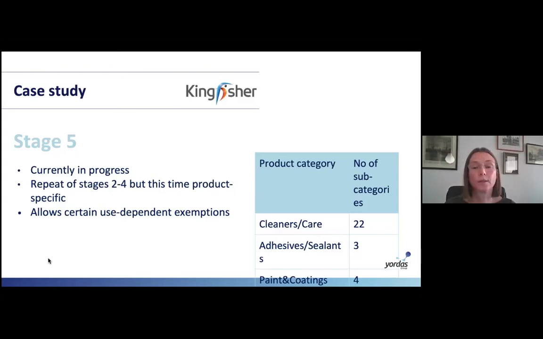So we're looking at 3 product categories. Sorry, the slide's gone a bit funny. Cleaners and care, adhesives and sealants, and paints and coatings. And so this will allow us to have certain use-dependent exemptions from either the do not use category or the problematic category.